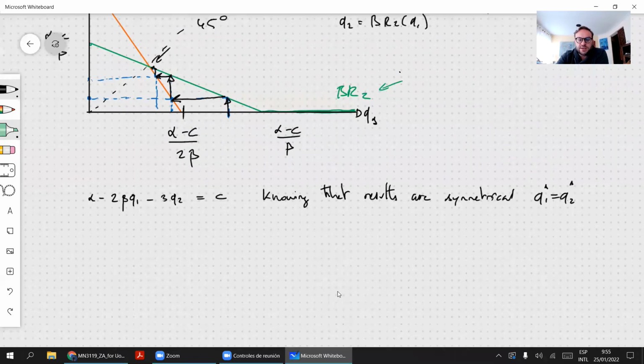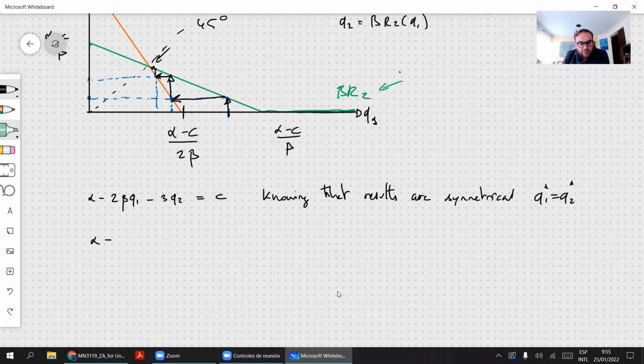So if this is the case, everything becomes much easier because I can simply state that alpha minus 2 beta Q1 minus beta Q1, I can just do the substitution, is going to be equal to 0. So Q1 is equal to Q2, which is equal to, let me do a little bit of gymnastics here, alpha minus C over 3 beta. So this is one technique. And if things are symmetrical, this is a legal move.